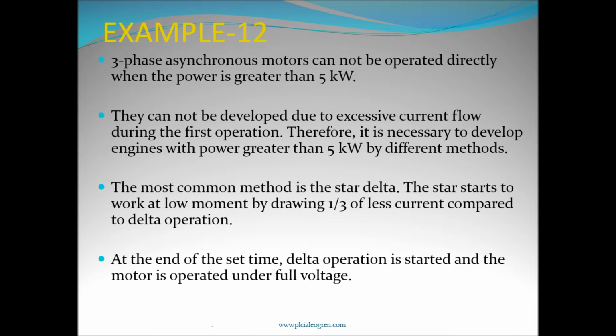So if the three-phase induction engines have more than 5 kilowatt power, they cannot be run directly. So that's why we are supposed to decrease the flow, and in return we use star delta starters while using three-phase induction engines which are more powerful than 5 kilowatts.